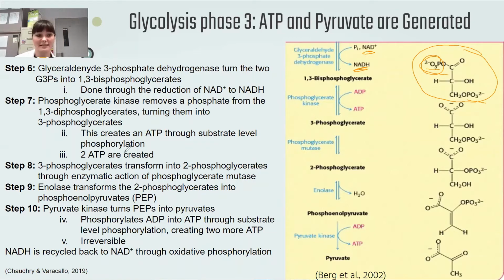From step 7, where that secondary phosphate group is removed, you get some ATP here. You get some ADP turned into ATP. So here's where 2 of those ATPs come from. And then in step 8, we're going to see 3-phosphoglycerate transforming into 2-phosphoglycerate through some enzymatic action there.